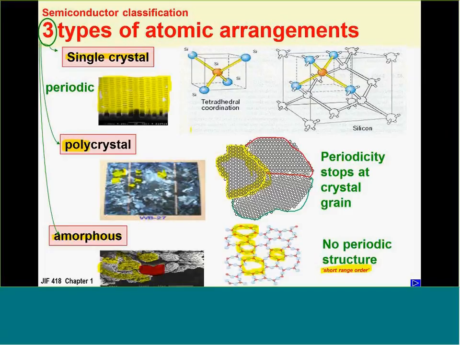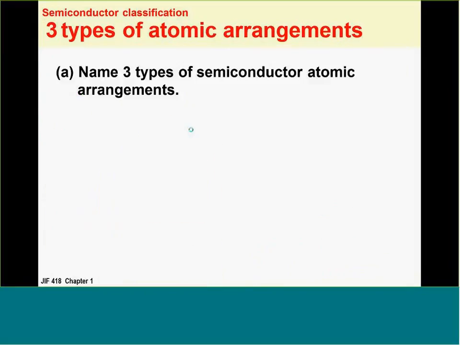Okay. Is there any question about atomic arrangement? Okay, kalau tak ada, kita move on. Name 3 type of semiconductor atomic arrangement. Apa dia? Okay, anyone? Ada 3, isn't it? Crystal, polycrystal, and amorphous. Okay.